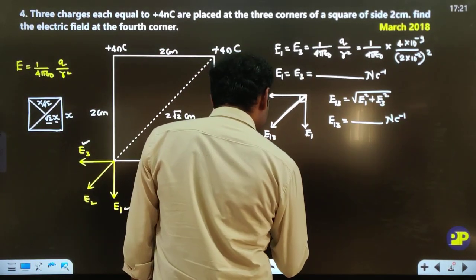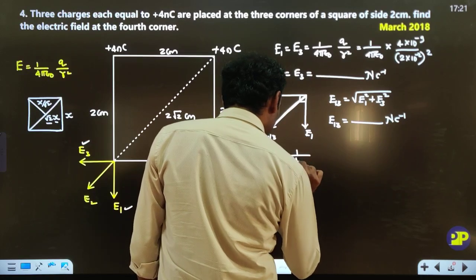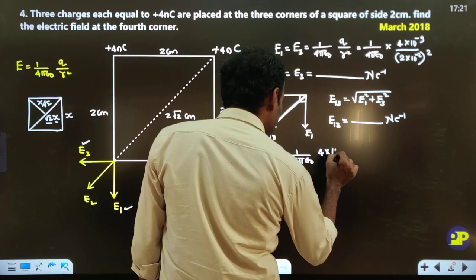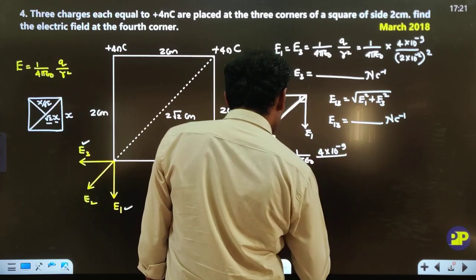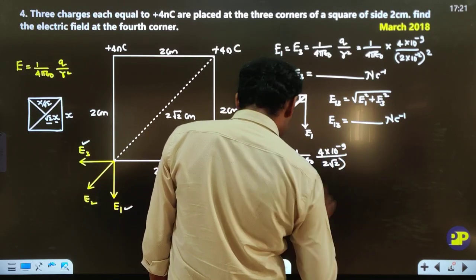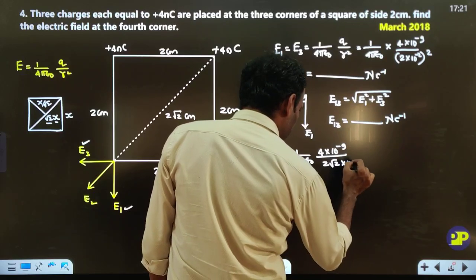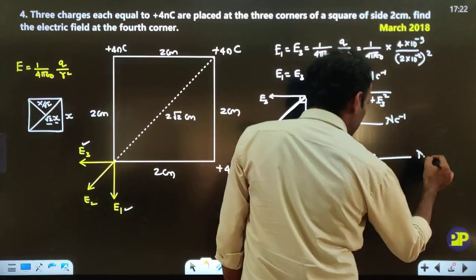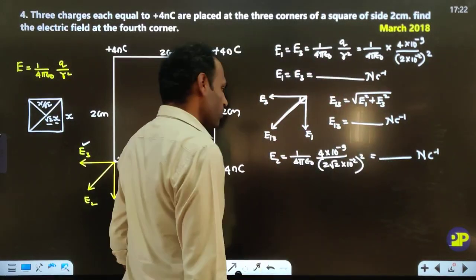Now you calculate E2. E2 will be 1 by 4 pi epsilon naught times Q2. Q2 is 4 nanocoulomb, 4 into 10 to the power minus 9, divided by the distance squared. How much is the distance? The distance is 2 root 2 centimeters. You take it in meters, 2 root 2 into 10 to the power minus 2, whole square. You have to simplify this. You will get E2, correct?